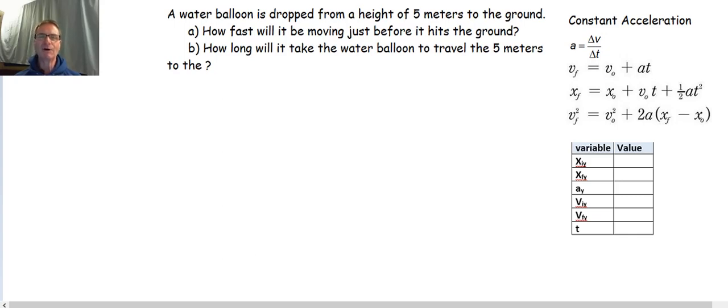We don't want to know how fast it's going to be going after it hits the ground, because obviously it's going to be stopped. But the important thing is knowing how fast it is going to be going just in that fraction of a second before it hits the ground.